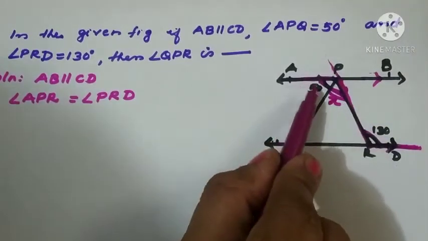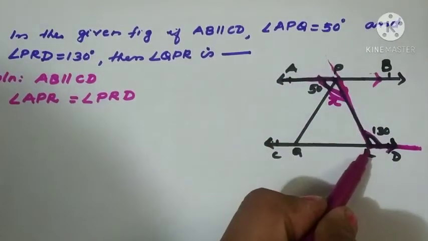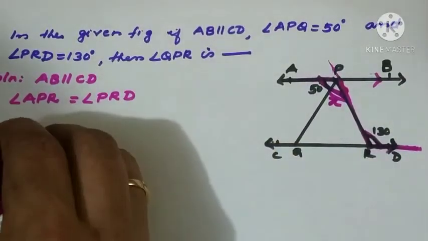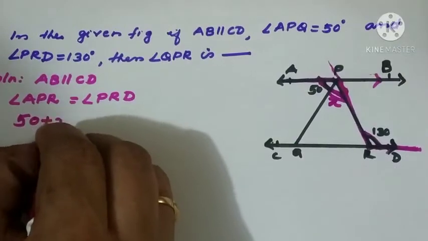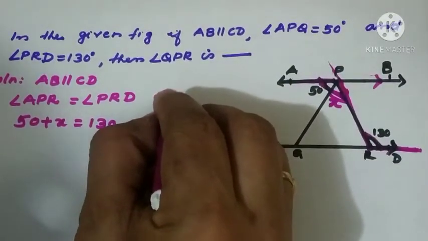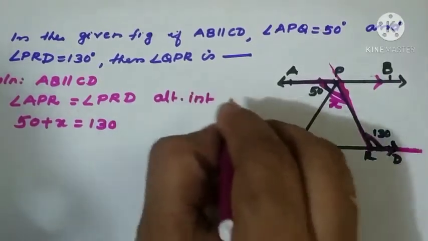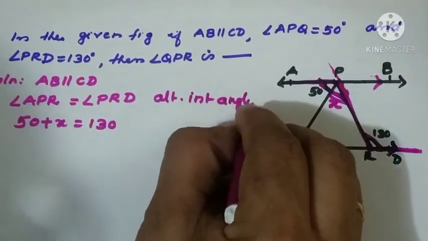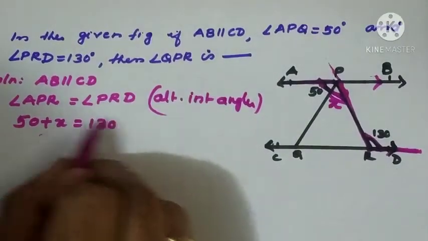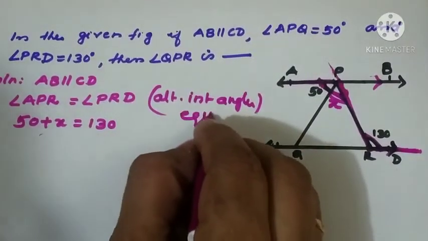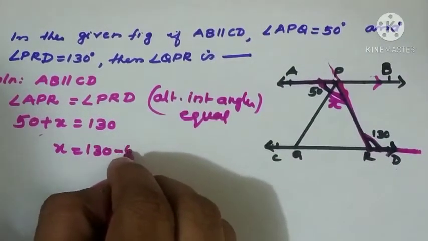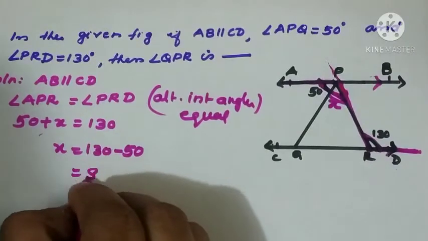So 50 plus x, that is APR. And PRD is 130 degree. So here I'll substitute 50 plus x equal to 130. That means alternate interior angles. What is the condition for alternate interior angles when 2 parallel lines are cut by a transversal? Both are equal. So what is x now? 130 minus 50, it is equal to 80 degree.